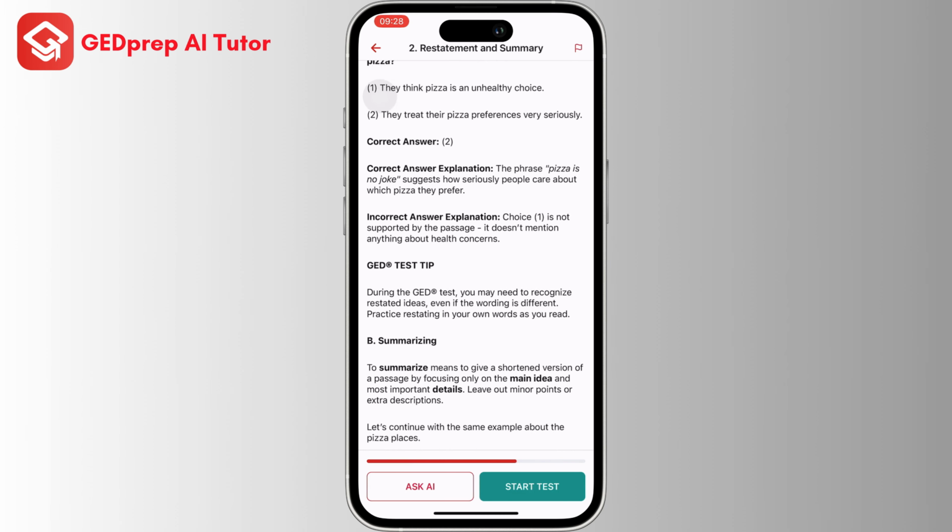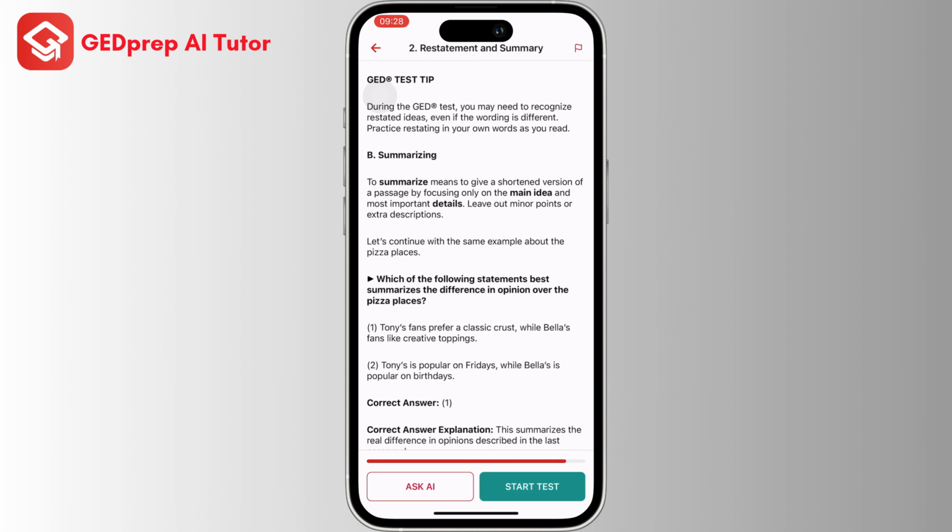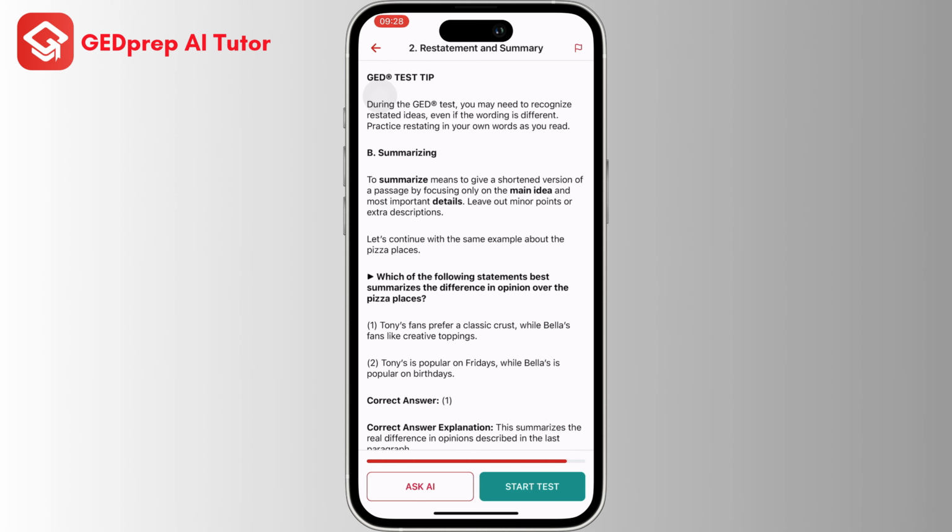B. Summarizing. Now let's move to summarizing. To summarize, you shorten a passage down to its most important points. The goal is to keep the main idea and a few key details, but leave out the extra description. We'll use the same pizza example. Here's the question. Which of the following statements best summarizes the difference in opinion over the pizza places?